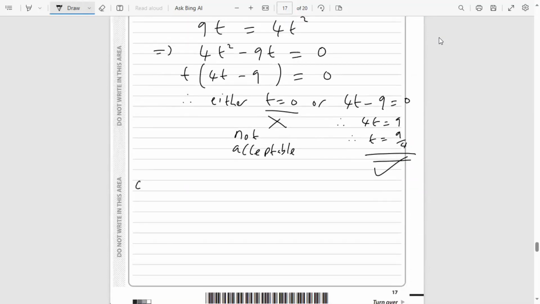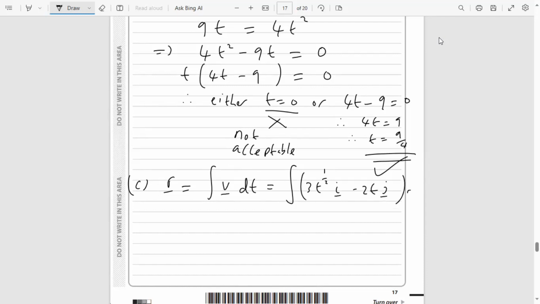So let's do this here. Part C: our position vector is the integral of our velocity vector with respect to time. Let's copy out our velocity vector again. Our velocity vector was 3t to the half in the I direction, and then take away 2t in the j direction.